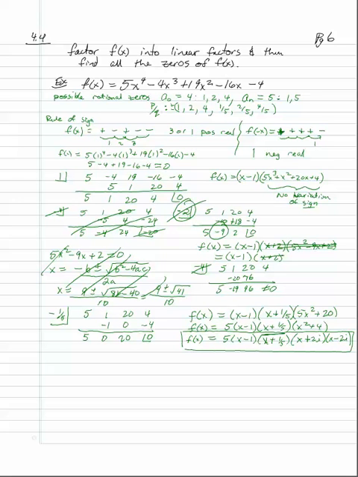Now we want to find the zeros. Just set all those to zero. So the zeros are 1, negative 1/5, negative 2i, and 2i.